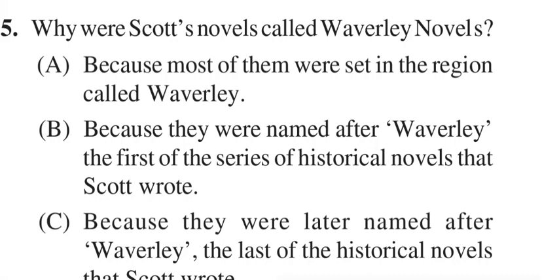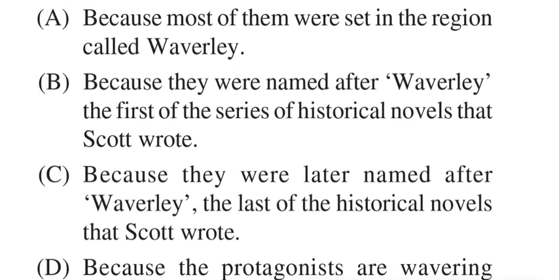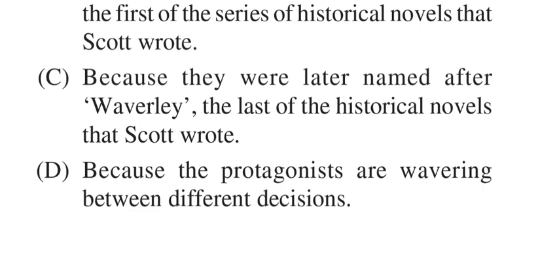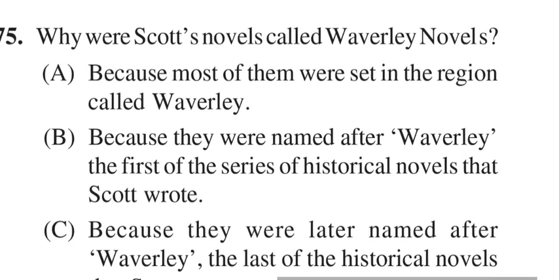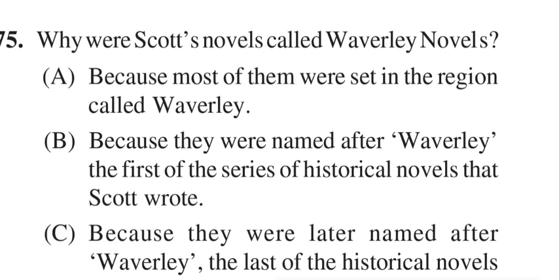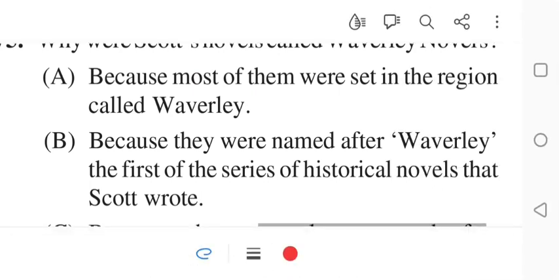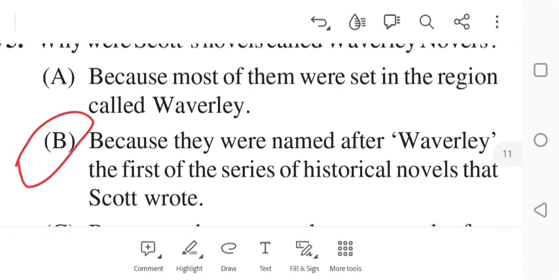75, it says, why were Scott's novels called Waverley novels? Because most of them were set in the region called Waverley, because they were named after Waverley, the first of the series of historical novels that Scott wrote, because they were later named after Waverley, the last of the historical novels that Scott wrote, because the protagonists are wavering between different decisions. What is the correct answer? B is the correct answer. Because they were named after Waverley, the first of the series of historical novels that Scott wrote. This is the correct answer.